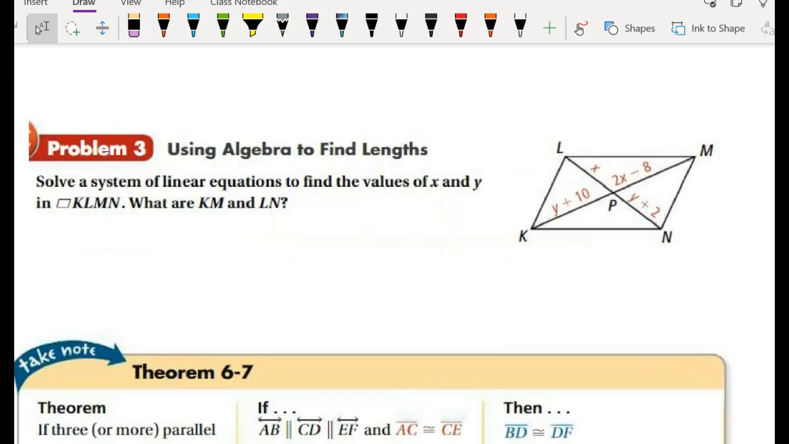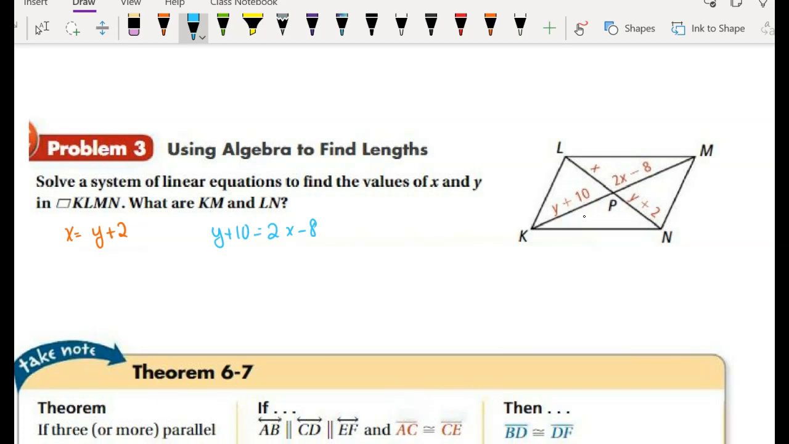Okay, so let's take a look at this problem. They want us to solve a system of linear equations to find the value of x and y in parallelogram KLMN. So they want to know what is KM, this big section, and what is LN, this other cross section. Let's start out with what we know. We know that x is equal to y plus 2 because the diagonals bisect into two congruent segments. The other thing I know is that y plus 10 is equal to 2x minus 8.